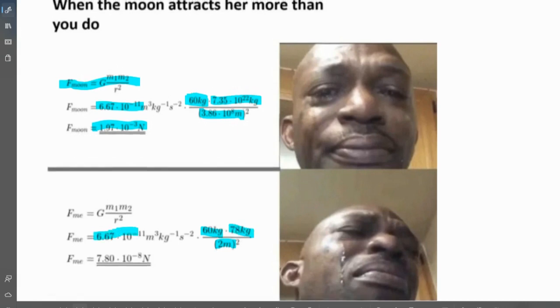All right, we're following these 6-foot COVID protocols, right? 60 kilograms for her, 78 kilograms for him. 6.67 times 10 to the minus 11, right? That's G. So GMM over R squared. And this is why you get their crying meme. Because the moon has a times 10 to the minus 3, but you have a times 10 to the minus 8. So yes, your moon will attract your crush more than you attract them gravitationally.